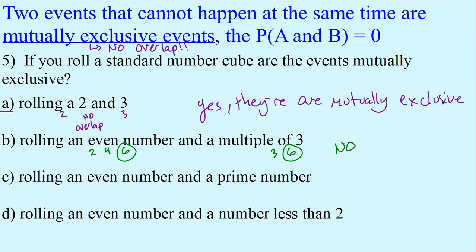Part C, rolling an even number. My options are 2, 4, 6. Prime numbers. That would be 2, 3, and 5. There is an overlap with the 2, so no, they are not mutually exclusive. Part D, rolling an even number and rolling a number less than 2? Well, the only thing less than 2 is 1. No overlap. So, yes, they are mutually exclusive.